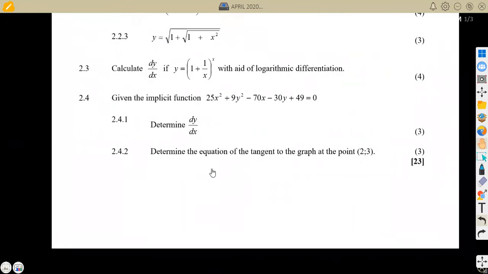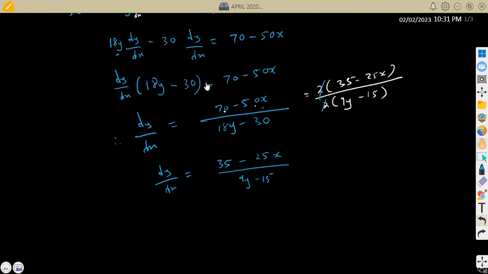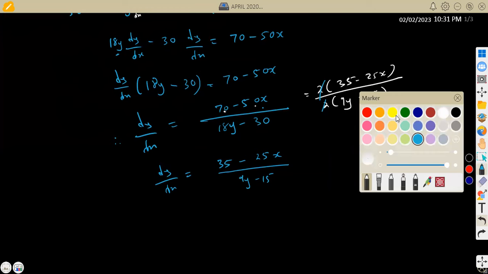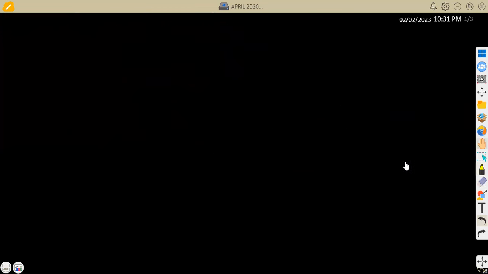Okay, so that was your dy/dx. Then determine the equation of the tangent to the graph at the point (2, 3). So now we need the equation of the tangent. Take note that this is question 2.42. In order for us to have the equation, it must be in the form y equals mx plus c, where m in this case is your gradient.